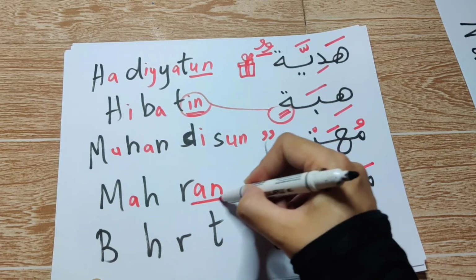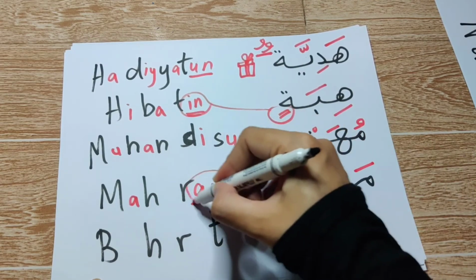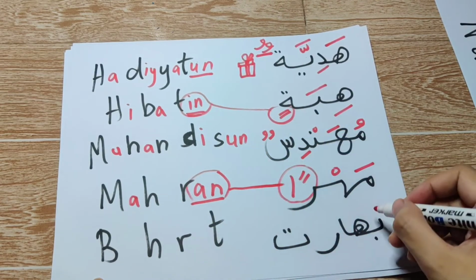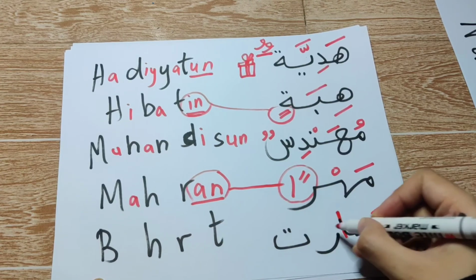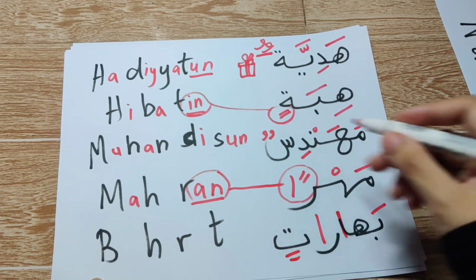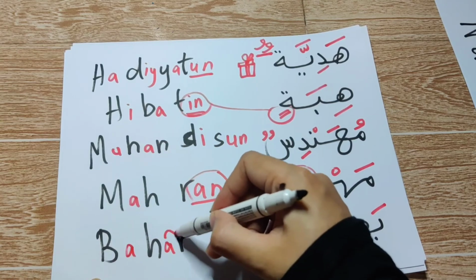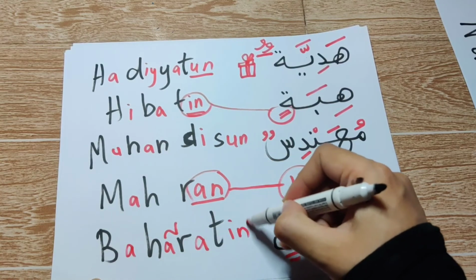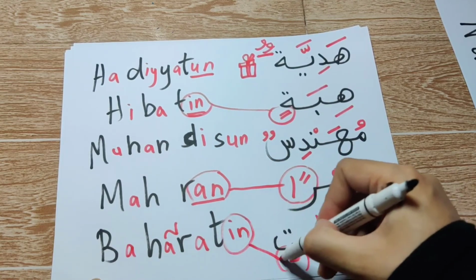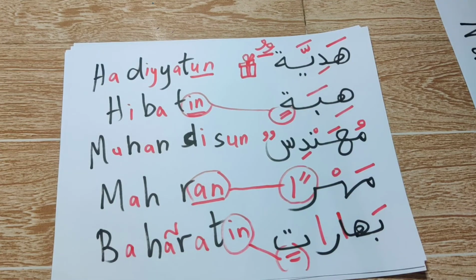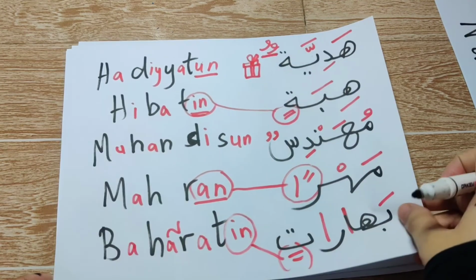Now I'm giving examples of the mad bil alif, mad bil waw, mad bil ya, tanween fatah, dam, kasr, and mad bil alif. Baharatin, spices, and that is called tanween kasr, 2 kasra, and an n sound at the end, and it means spices.